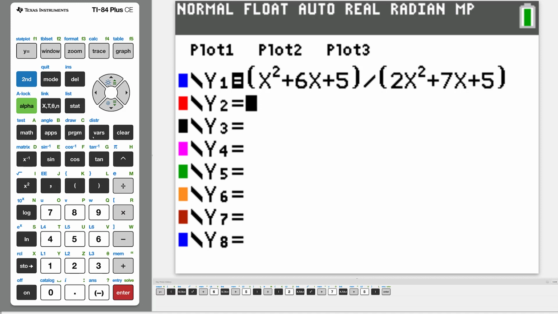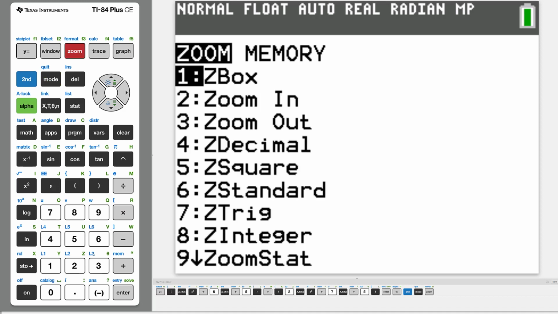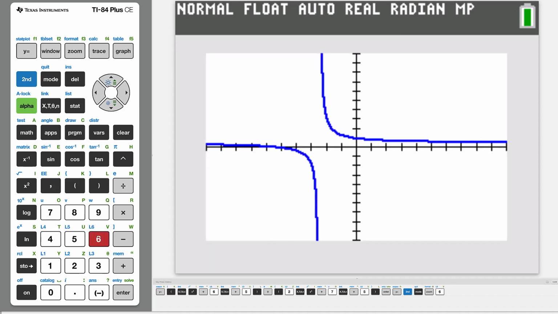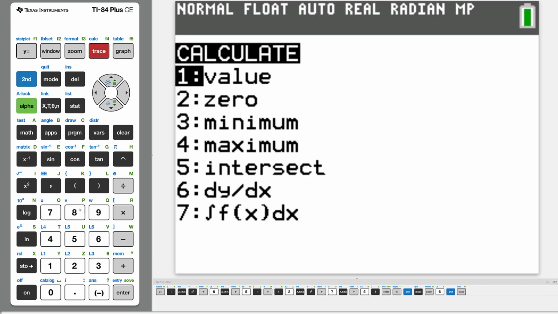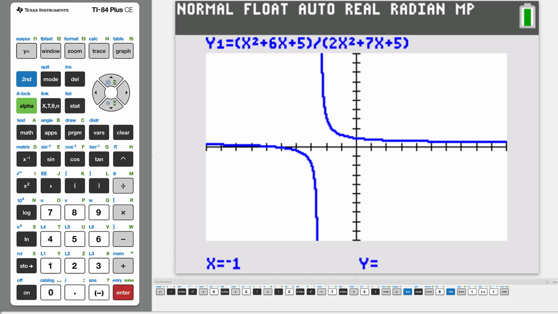I would probably start with a standard zoom, sorry, I'll just go zoom 6. So there's my graph. It may not be evident at first glance that there is a hole at -1, but there is, because watch. If you put in -1, you notice how the y value is blank. That's the calculator's way of telling you that the function is not defined at -1. So even the calculator can recognize this fact.